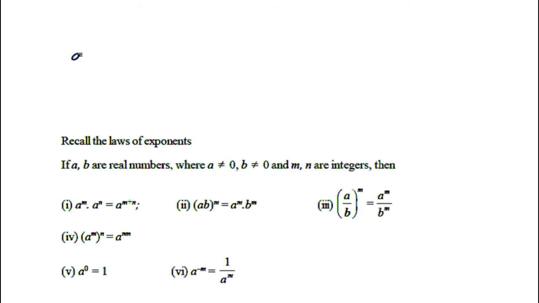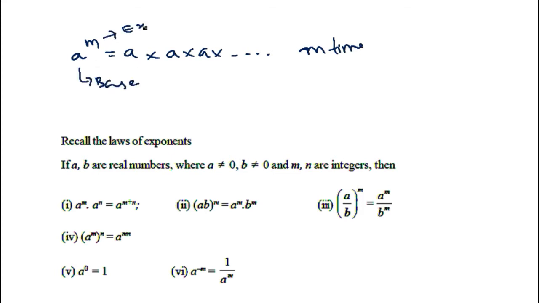We know that a power m means a is repeated m times, that is a into a into a and so on, m times. Here a is called the base and m is called the exponent. So let us recall the laws of exponents.